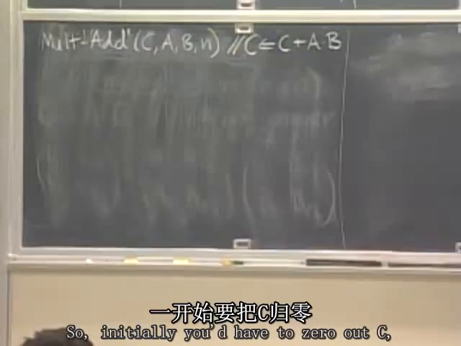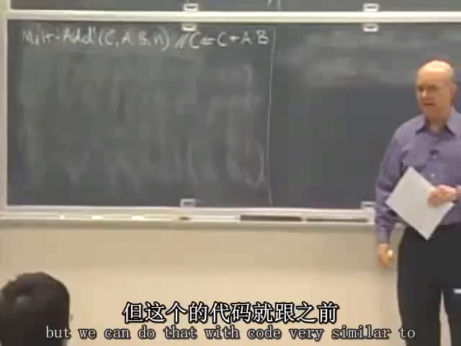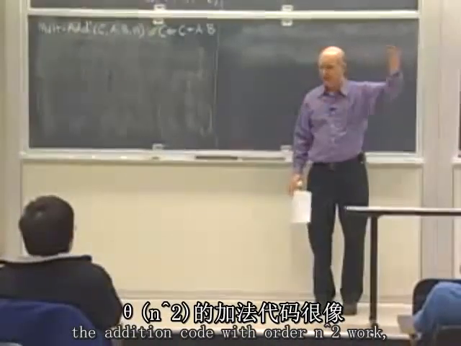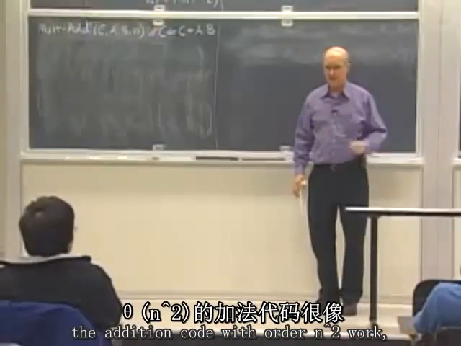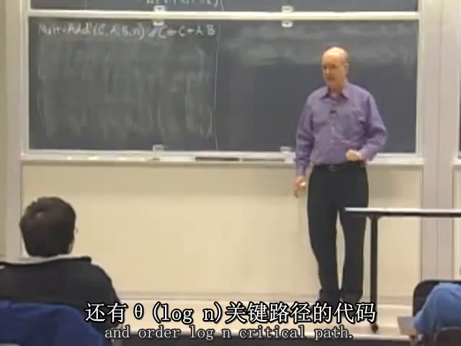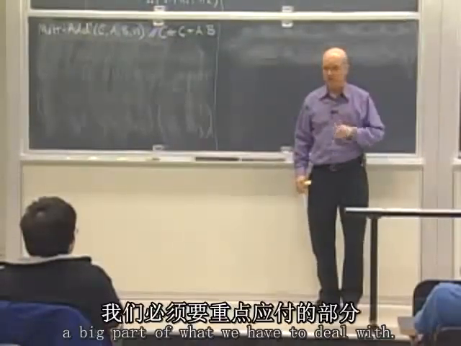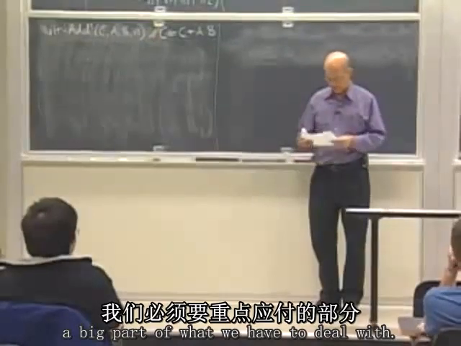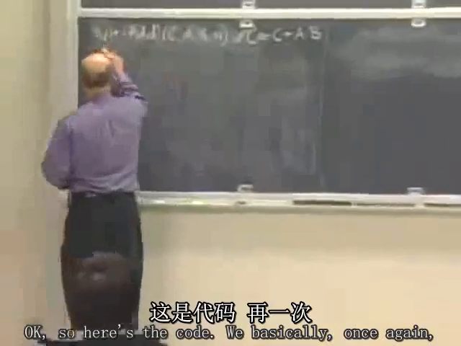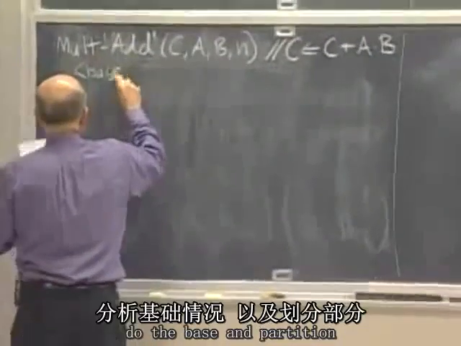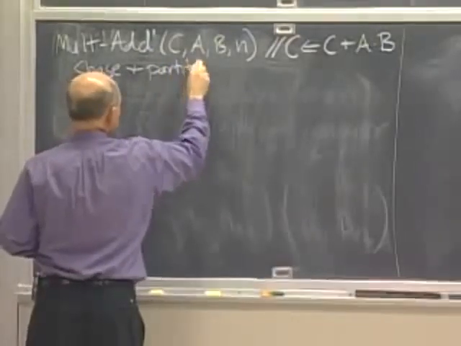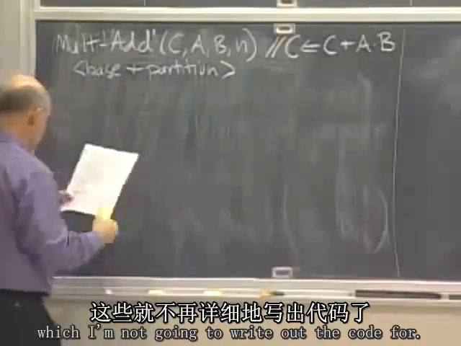So initially you'd have to zero out C, but we can do that with code very similar to the addition code with order n squared work and order log n critical path. So that's not going to be a big part of what we have to deal with. Okay. So here's the code. We basically, once again, do the base and partition, which I'm not going to write out the code for.